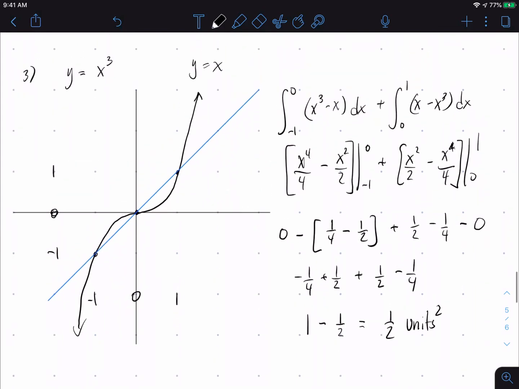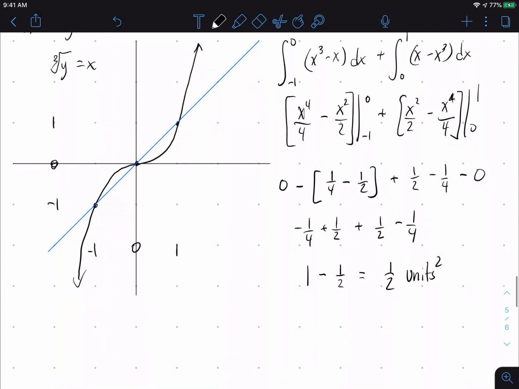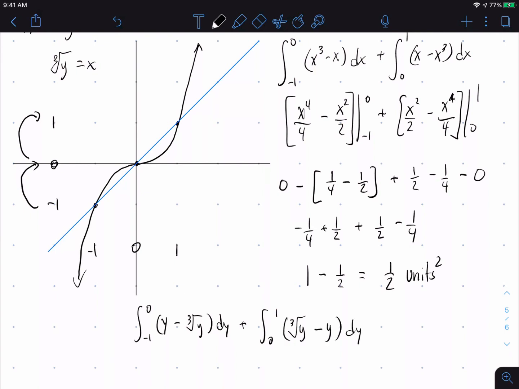Yeah. Okay, so this equation here is going to become the cube root of y is x. That's the only change I need to make to this one. And so my integral is going to go from -1 to 0, right? Because I'm going from here to here. So the one further to the right is y minus the cube root of y dy plus from 0 to 1, because now I'm going from here to here. And now the cube root of y minus y, because the cube root of y is further to the right. Is that understood?